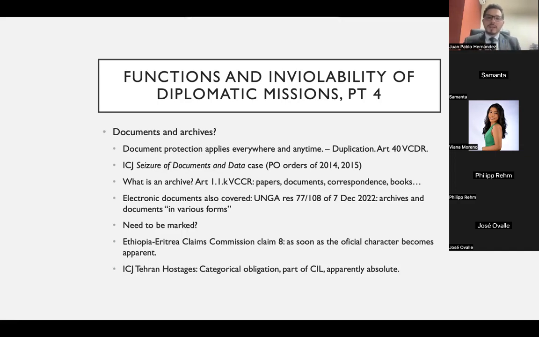And so a document that is in the archives of a mission has both the inviolability of an archive and the inviolability of a document. So there is some duplication. Now, what does this inviolability entail? The convention itself has a very ample regime regarding the content of inviolability.